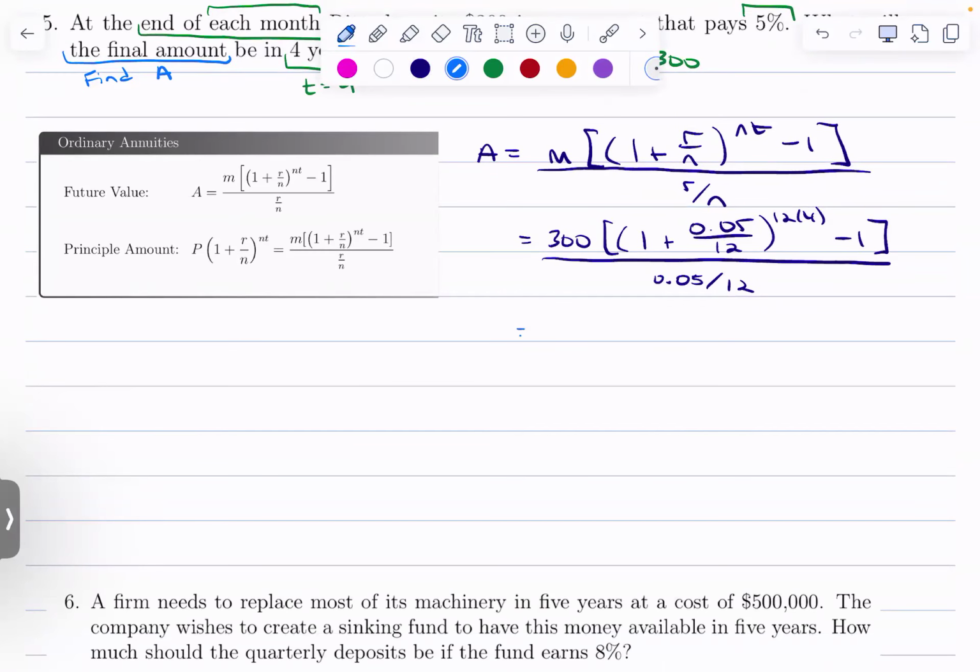Optional work is simplifying each of these steps. I do find that using the store function and using just the previous answer button on your calculator, it'll be more efficient to just skip to the answer. But that's going to take a little bit of practice. And in the solutions, I want you to see what the steps would be. So where do we start? We start with 0.05 divided by 12, right?